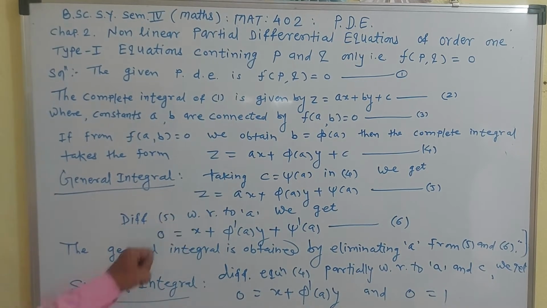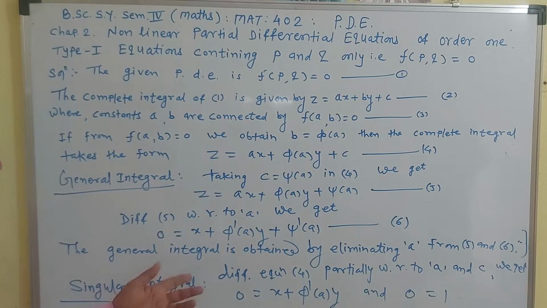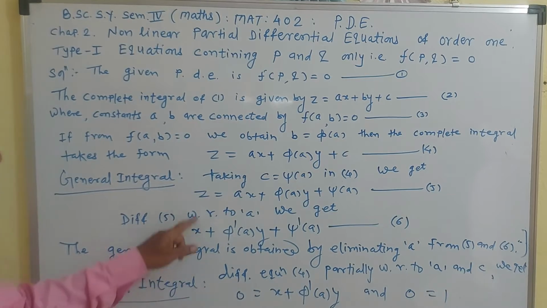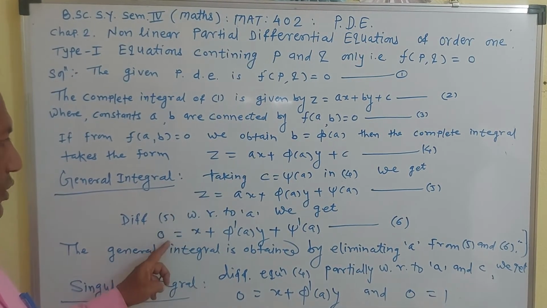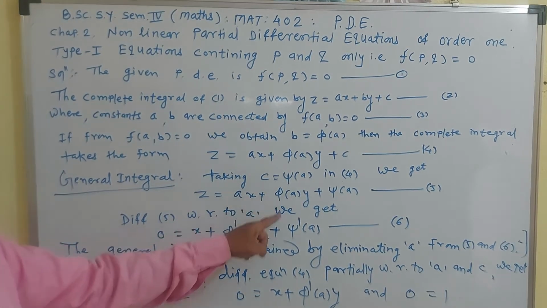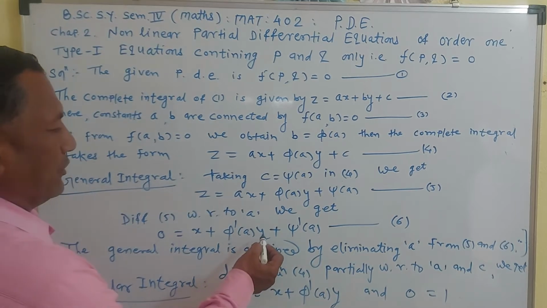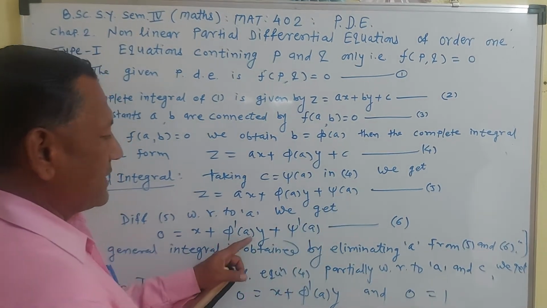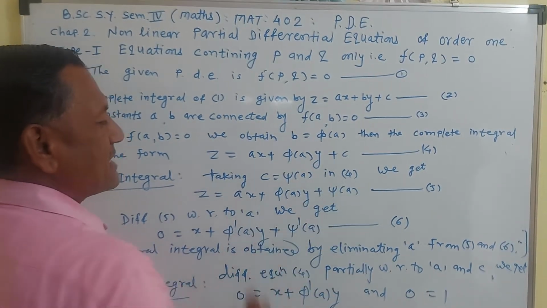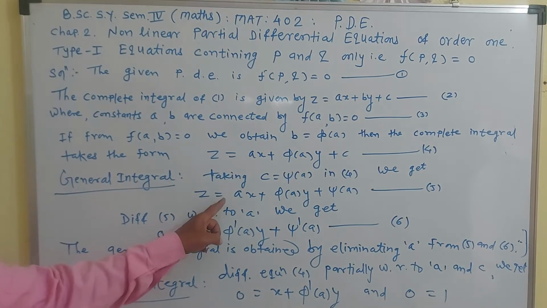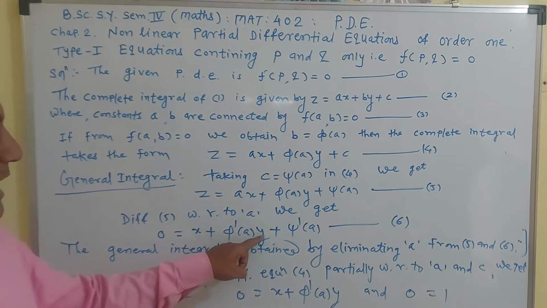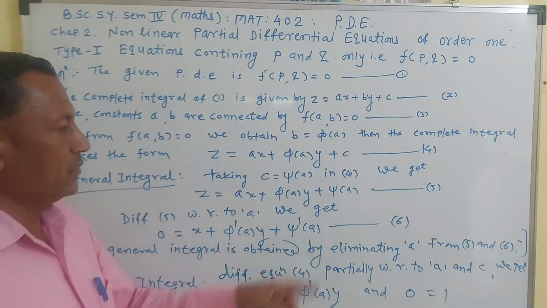Or you find the value of ψ(a). How? Differentiate equation 5 with respect to a. What do we get? The derivative of z with respect to a is 0, equal to the derivative of a with respect to a, meaning 1 into x, plus φ'(a) into y, since φ(a) is a function of a, plus ψ'(a), since ψ(a) is also a function of a. So differentiating with respect to a, we get 0 = x + φ'(a)y + ψ'(a). Suppose this is equation 6.